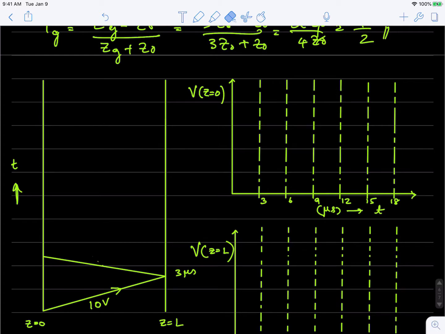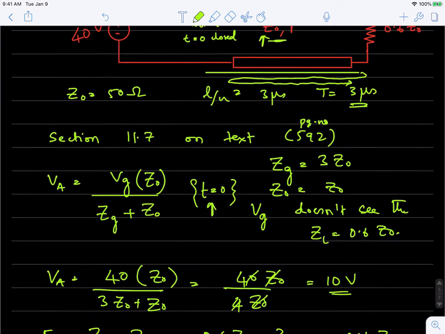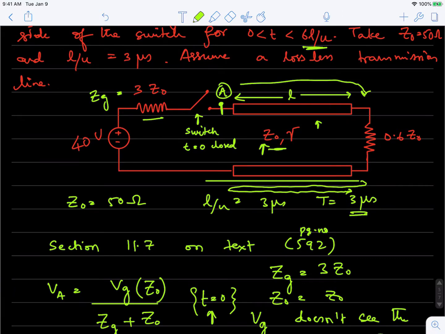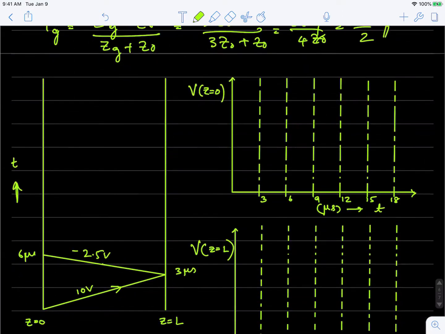Let's write it on top of the others so that we don't have any confusion. So if this is 10 volts, then this is going to be 10 by 4 volts, which is about 2.5 volts. Now once it reaches the source, it's about 6 microseconds. Remember, we have to sketch the diagram for 6 times L by U. That is 6 times 3 microseconds, that is about 18 microseconds.